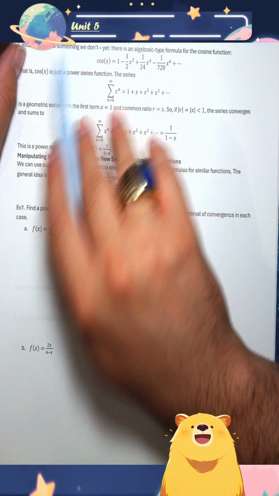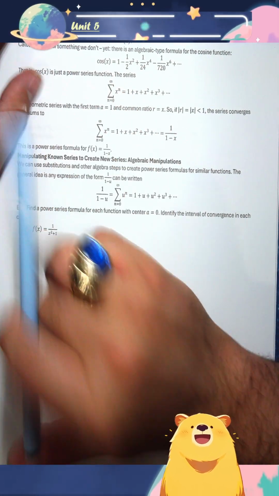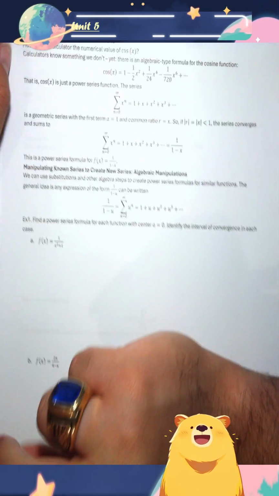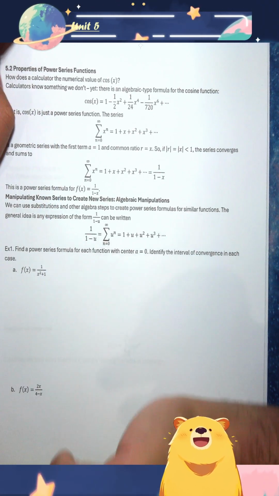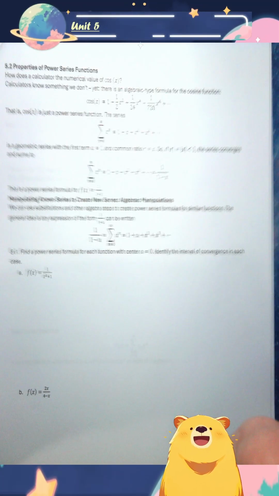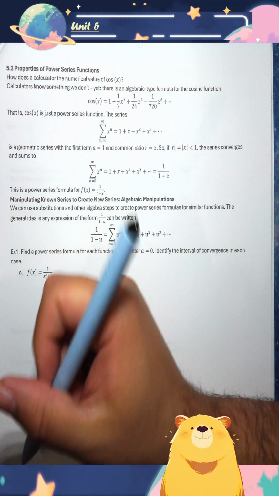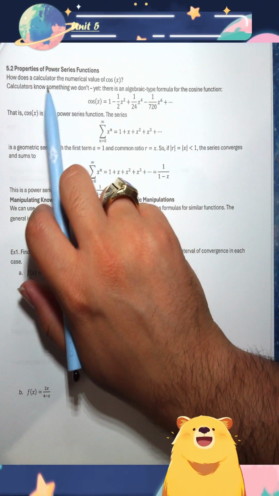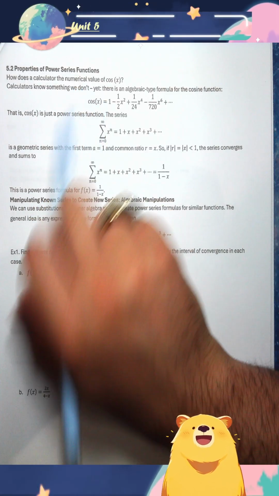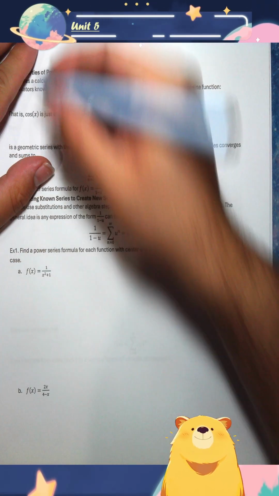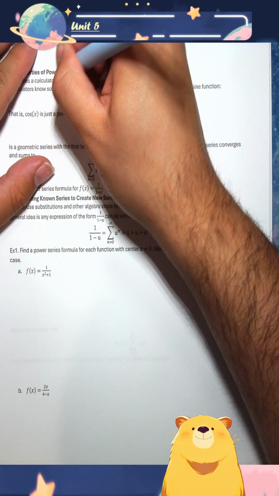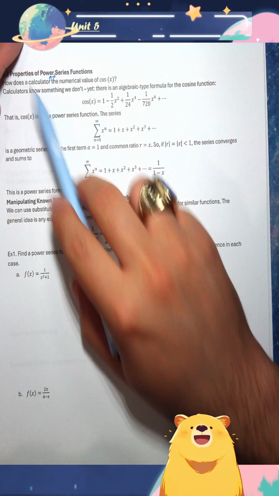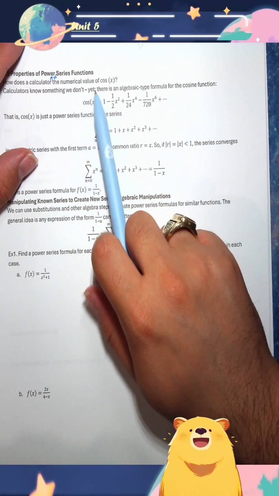So that brings us to the logic of finding power series of other functions. The prompt's a little bit different, though. I did a little different intro than in my notes, but it still obviously leads to the same point. Let's go. How does a calculator find the numerical value of cosine of x? Calculators know something we don't yet.